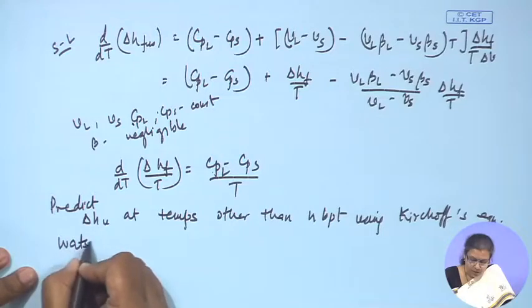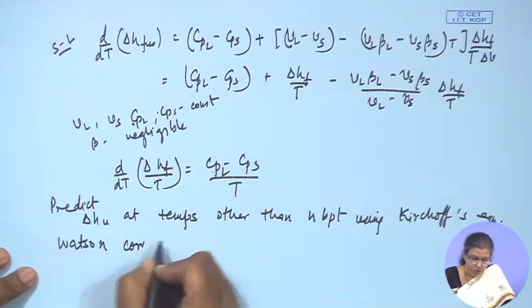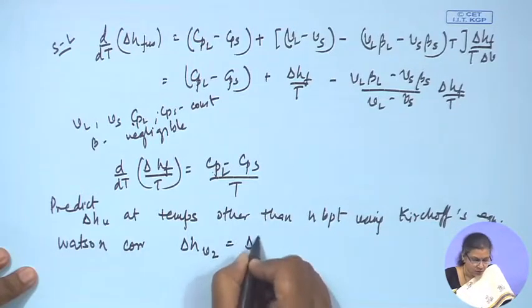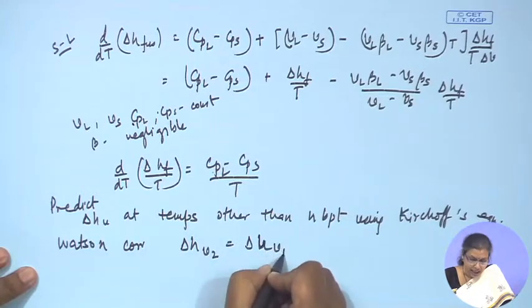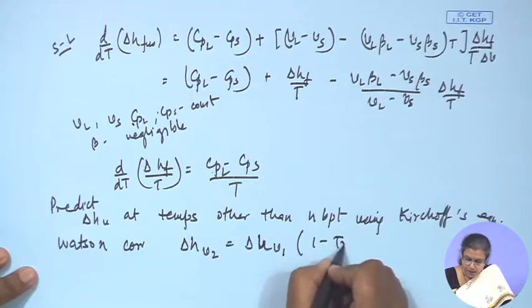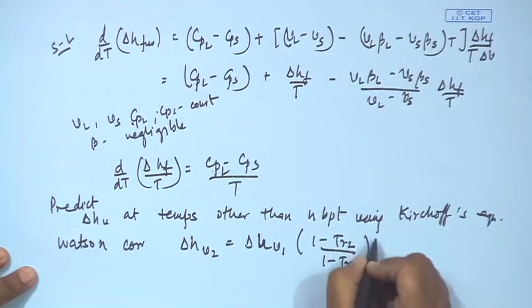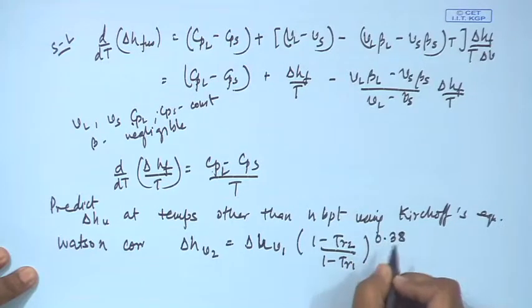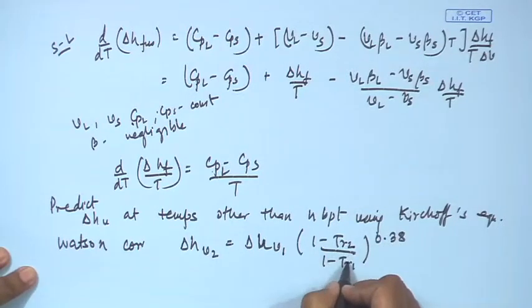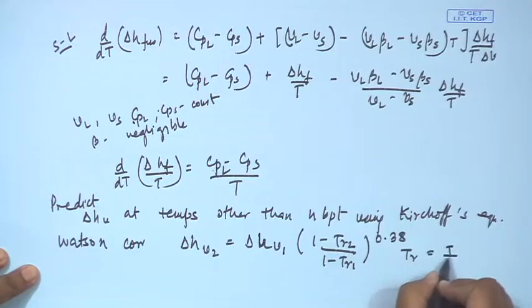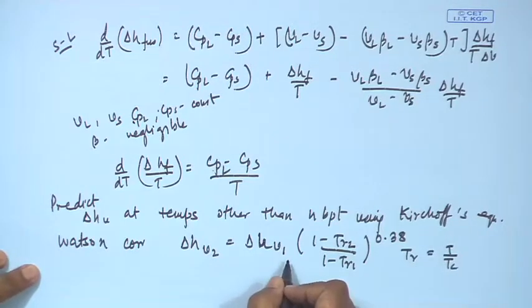One of the equations is due to Watson. It is known as the Watson correlation, which gives delta HV2 equals delta HV1 times (1 minus Tr2) by (1 minus Tr1) to the power 0.38, where 1 and 2 refer to the temperatures of states 1 and 2, and Tr is the reduced temperature, which is T by Tc.